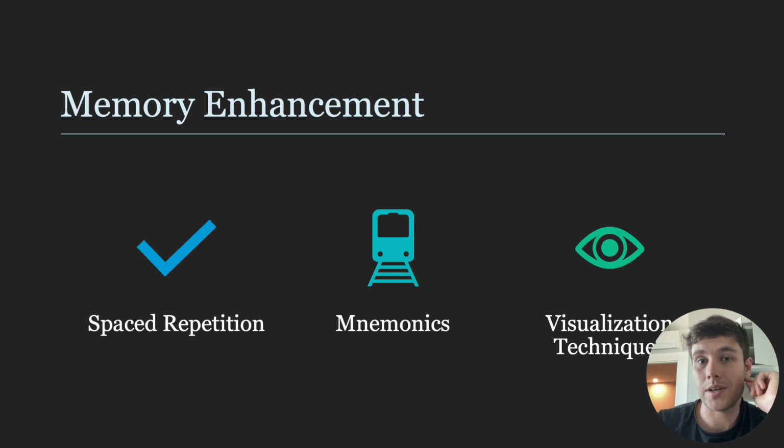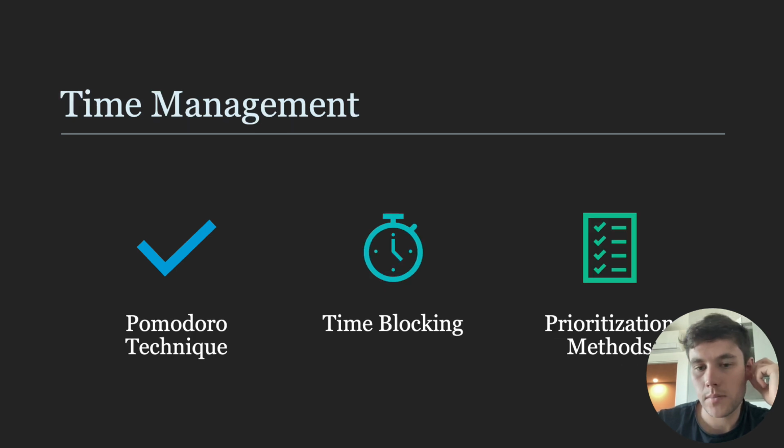So hopefully incorporating spaced repetition, mnemonics, and visualization techniques, you'll significantly enhance your memory, retention, and recall. Okay, next we're going to go on to time management. We will discuss the Pomodoro technique, time blocking, and prioritization method. So let's start with the Pomodoro technique. This method involves working in focused intervals, typically 25 minutes, followed by a short break.